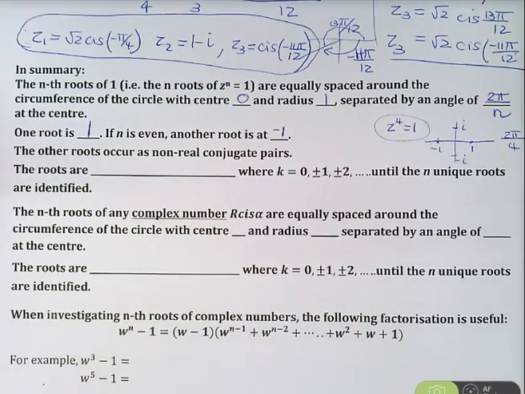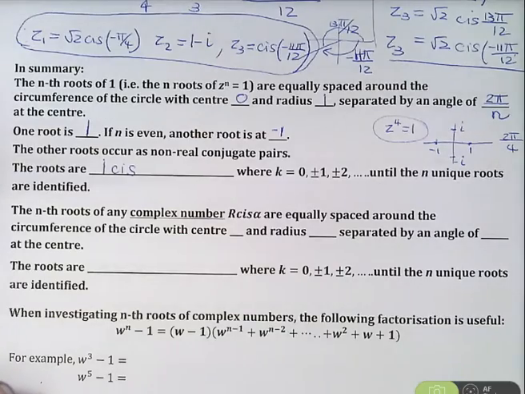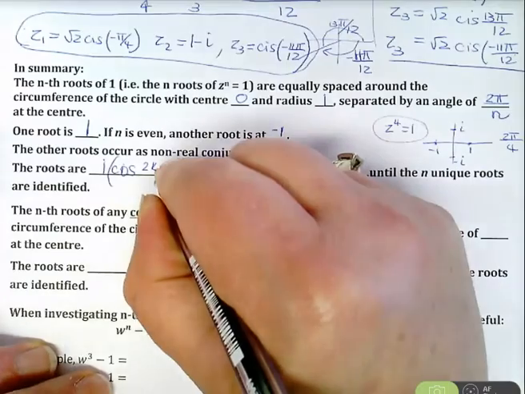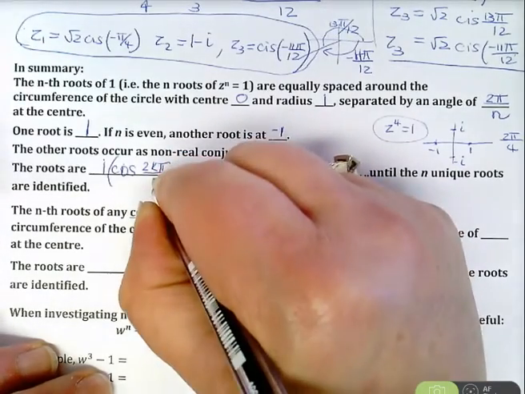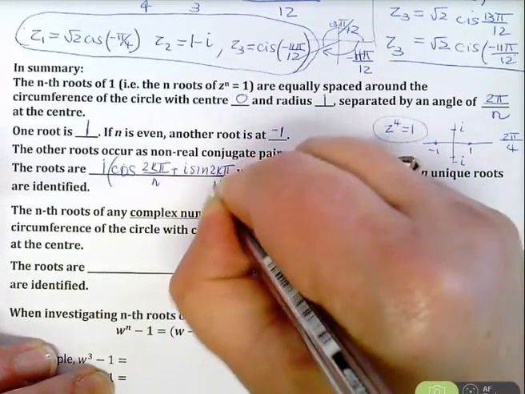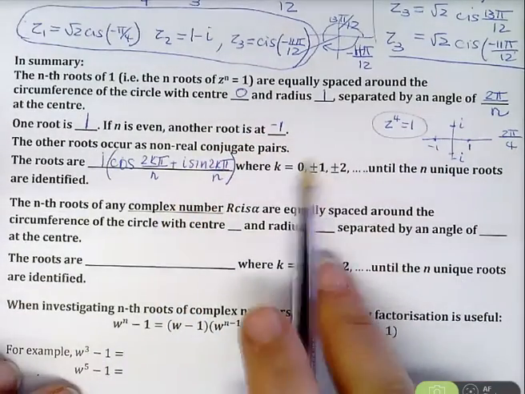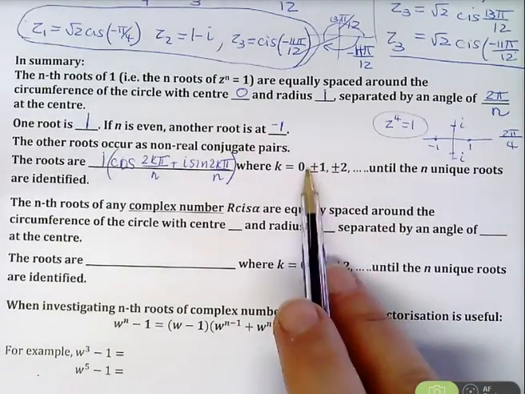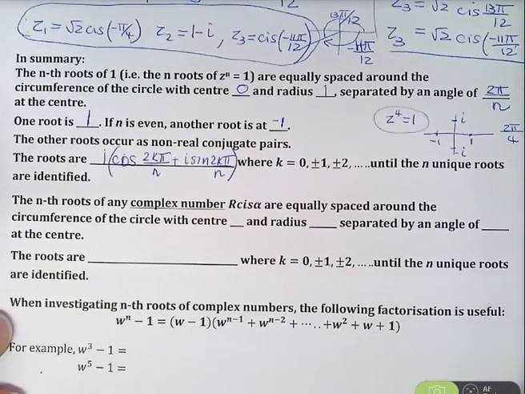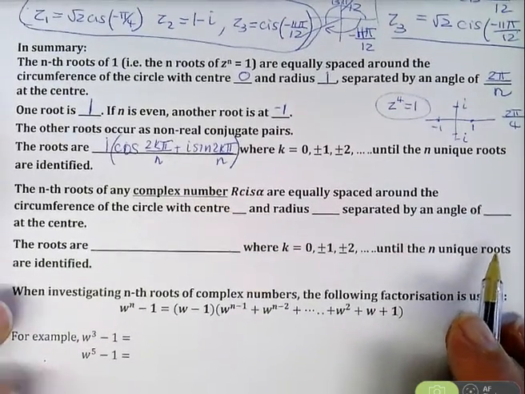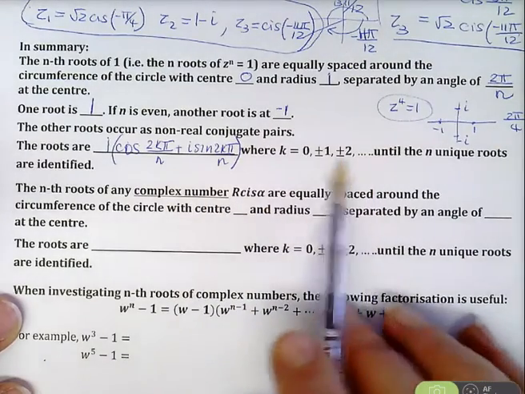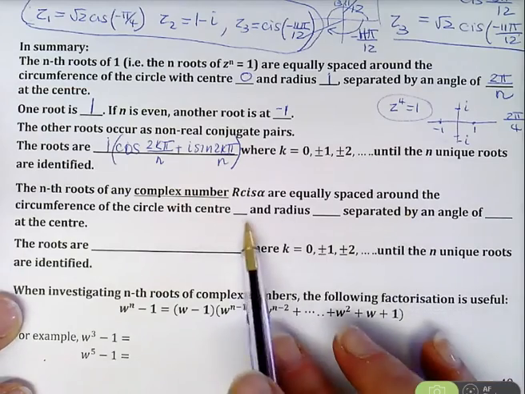So the roots are 1 cis, or cos 2k pi on n plus i sine 2k pi on n, where k is 0, 1, 2, 3, or you can go k is 0 plus or minus 1, plus or minus 2, whatever, until the unique roots are identified. Now, the nth roots of any complex number are going to be a bit different. They will be equally spaced.